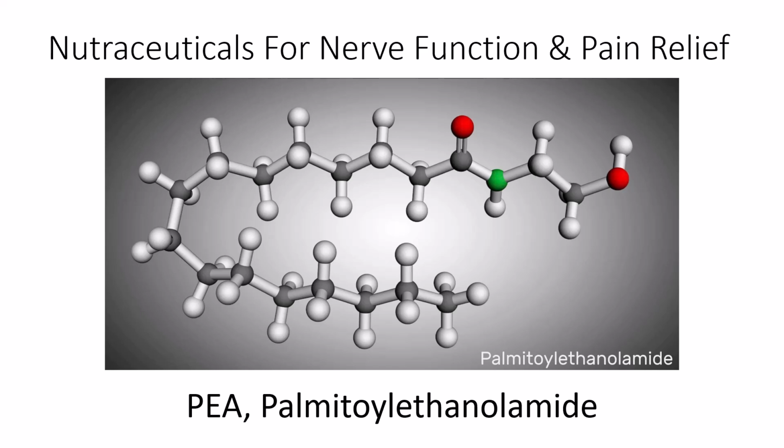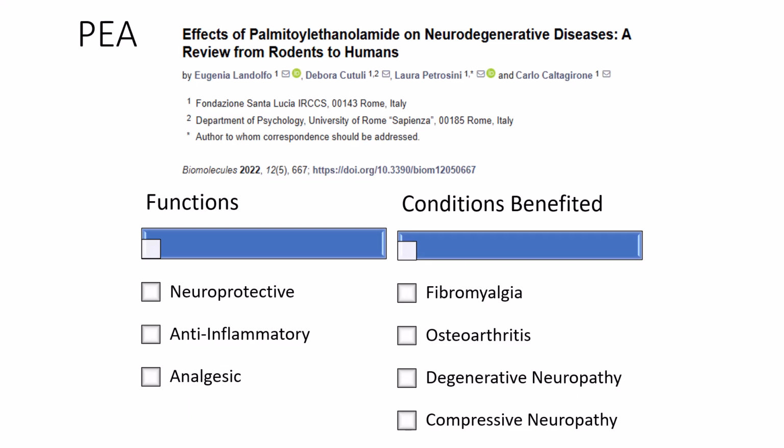PEA is found in our body normally. It's produced by many cells in our body and is found in virtually all body tissues, with very high concentrations in brain tissue. It is also found in some foods, such as egg yolk, peanut flour, soybean oil, and corn. Let's quickly look at some of the research on PEA.